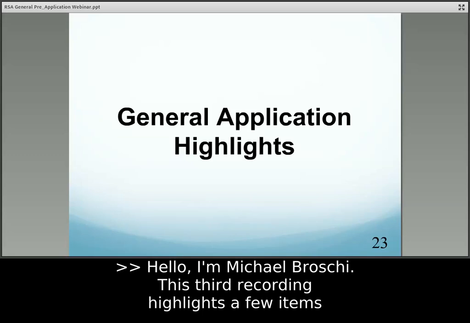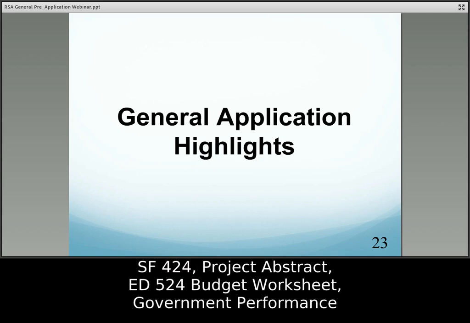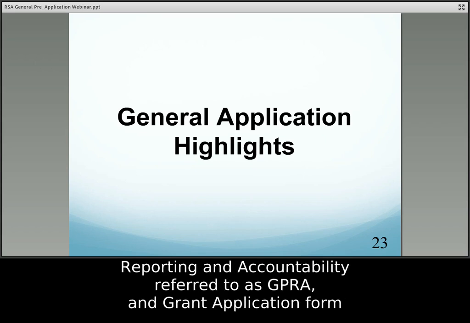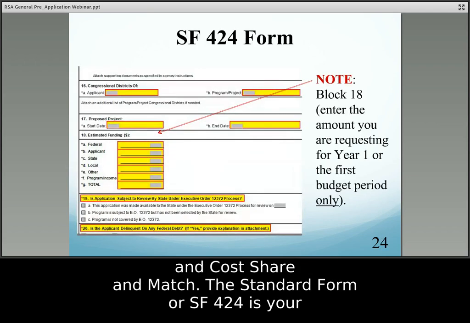Hello, I'm Michael Broski. This third recording highlights a few items contained in the general application, such as the standard form, referred to as SF 424, Project Abstract, Ed 524 Budget Worksheet, Government Performance Reporting and Accountability, referred to as GPRA, and Grant Application Form for Program Objectives and Performance Measures, Indirect Costs Calculations, and Cost Share and Match.